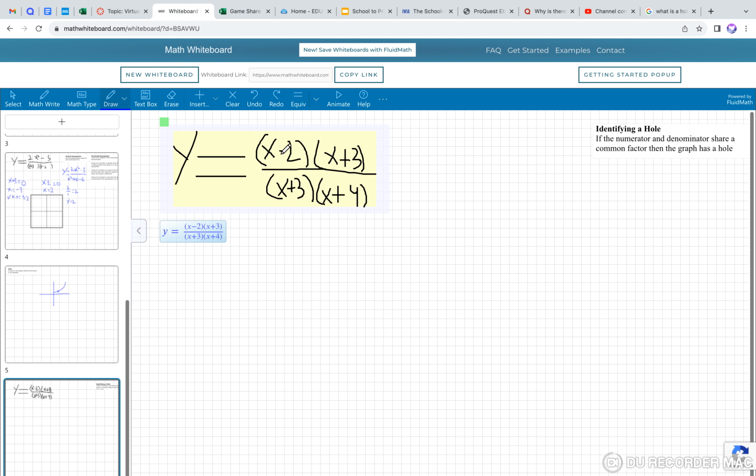So identifying a hole. If the numerator and denominator share a common factor, then the graph has a hole. So basically what I mean by share a common factor is, you can see in this problem we have on top x minus 2 times x plus 3, and at the bottom we have x plus 3 times x plus 4. So we can see that the top and bottom share a common factor of x plus 3. So we would do this.